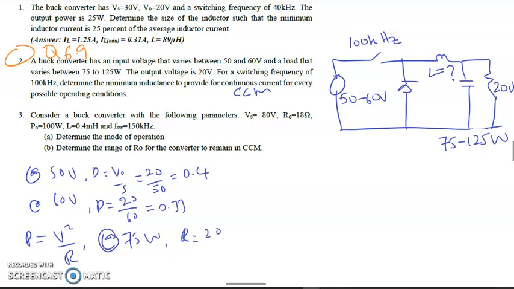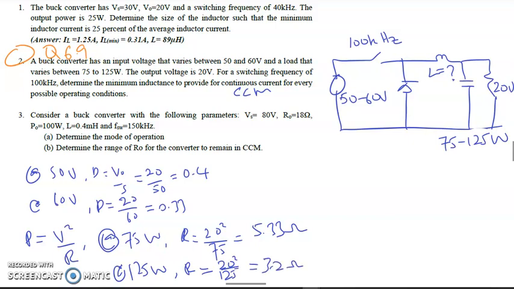how much is the resistor value? So V squared over R. So we have 5.33 ohm at P of 75 watts. At P equal to 125 watts, with the output voltage of 20 volts, 20 squared divided by 125, we get 3.2 ohm.